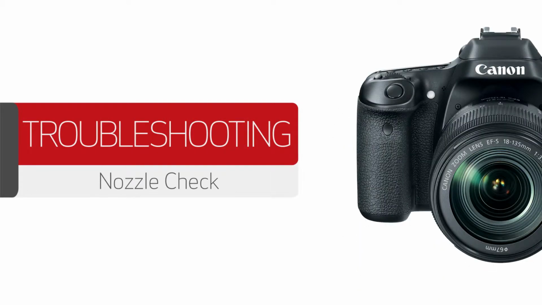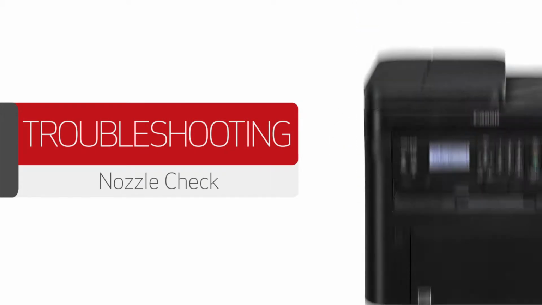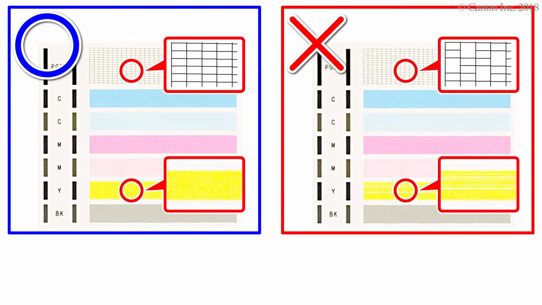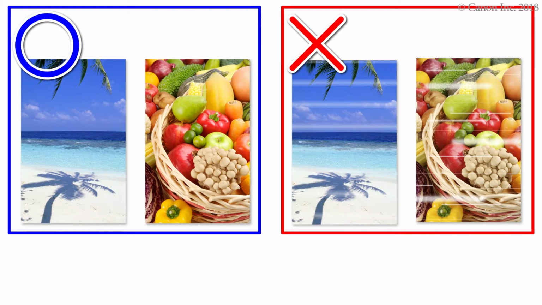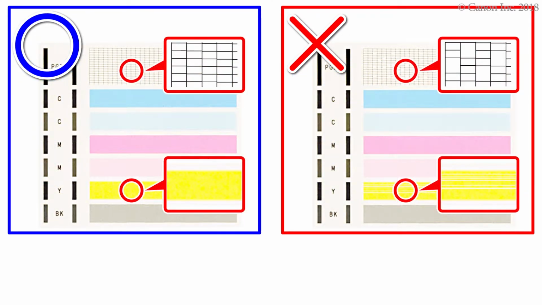Here's how to read a nozzle check pattern to check print quality. When examining a nozzle check pattern, check for incomplete patterns, white horizontal streaks, or faint printing. The color bands on the nozzle check should be pastel colors, and the grid should be consistent with no broken lines.